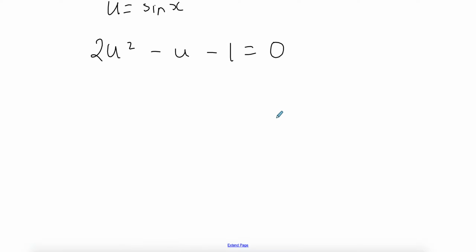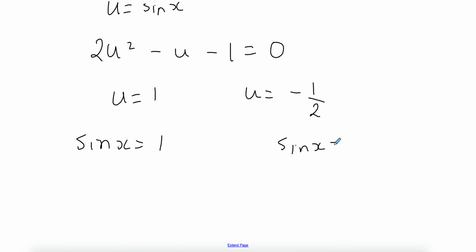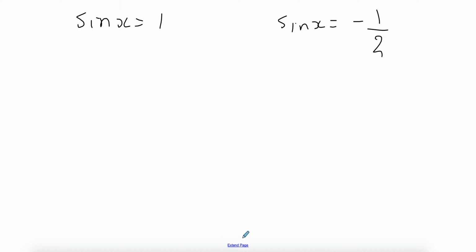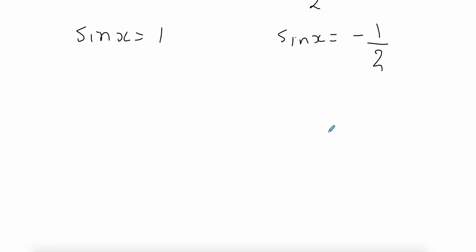So you can solve this again using any method, factorization. If it doesn't work, you can use the quadratic formula. Just directly putting in the values, you will get u equals 1 and u equals negative a half, which means sine x equals 1, sine x equals negative a half. And we're back to the situation in the first slide. We have one with a positive, one with a negative. So you should know how to deal with these.